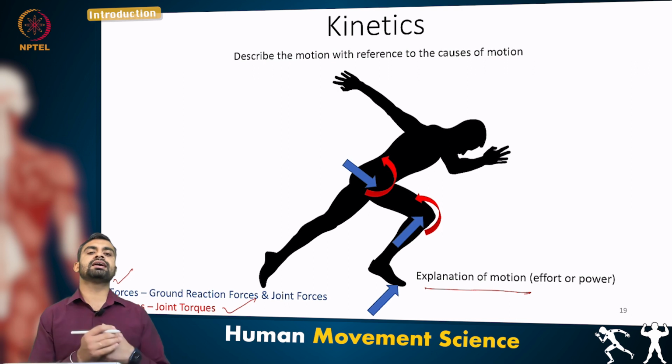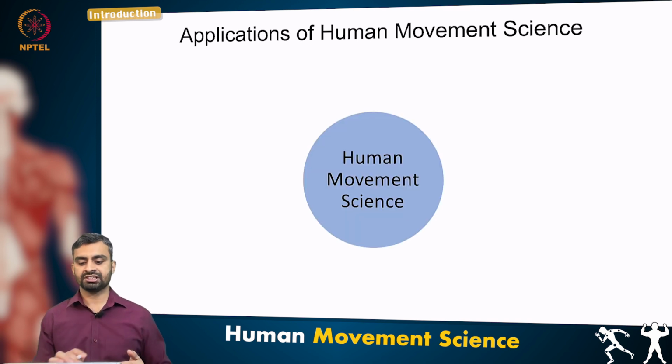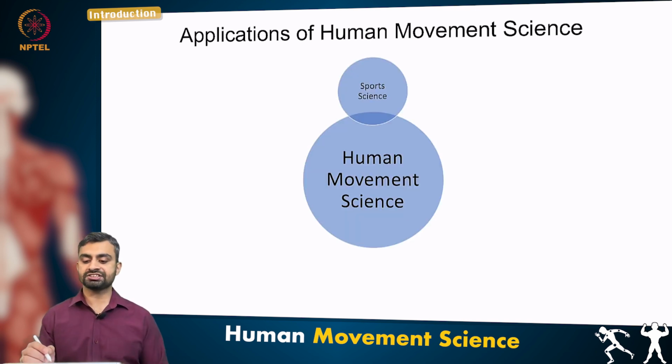So over there they are referring to the kinetics of the motion. So since human motion analysis has a broad application, now let us look at the more important ones which we will be looking through this course. Specifically, we are more focused towards the sports science applications. So human movement science has applications in sports science itself, as we were discussing earlier.